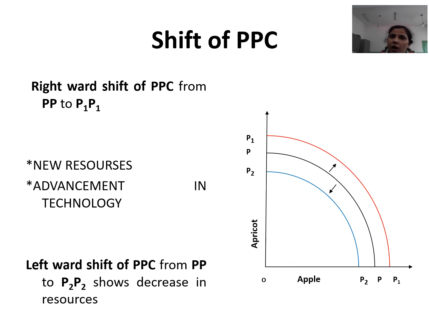PPC can shift outward or inward. If there is improved technology, PPC will shift from PP to P1. If there is backward technology, PPC will shift inside. If there is increased resources, PPC will shift rightward, outward. And if there is decrease in resources, PPC will shift inside.